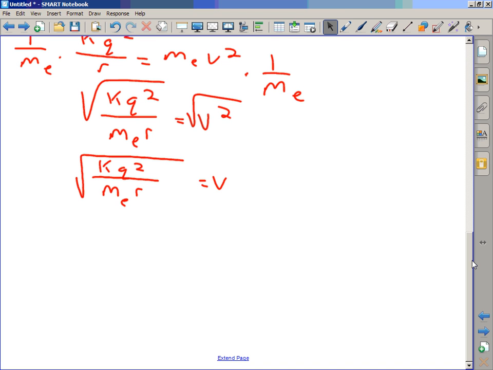So what does this velocity come out to be? 9.1 times 10 to the something. That's what I got. What does this velocity come out to be? It should be big. I'm guessing somewhere around times 10 to the 6. But that's fine.